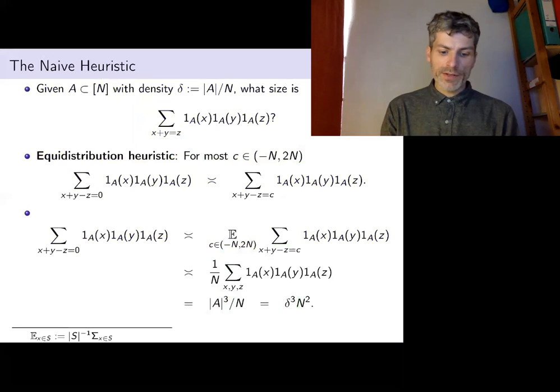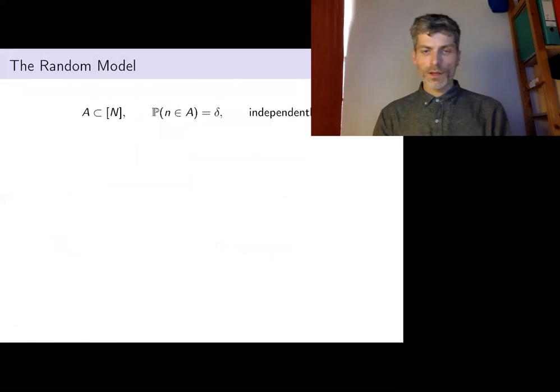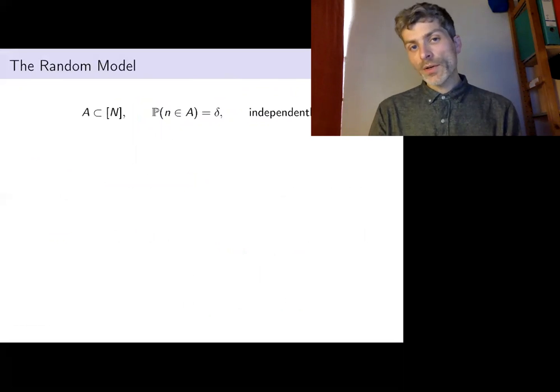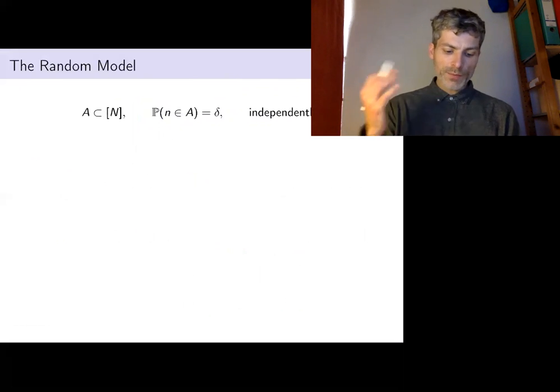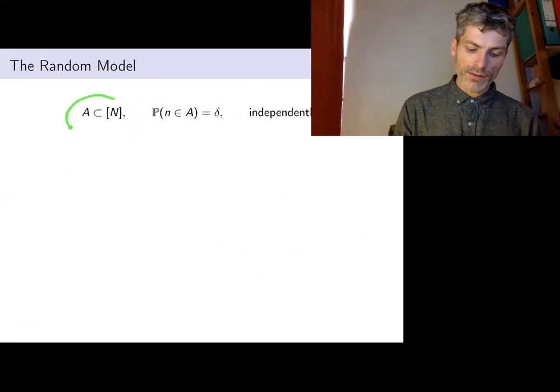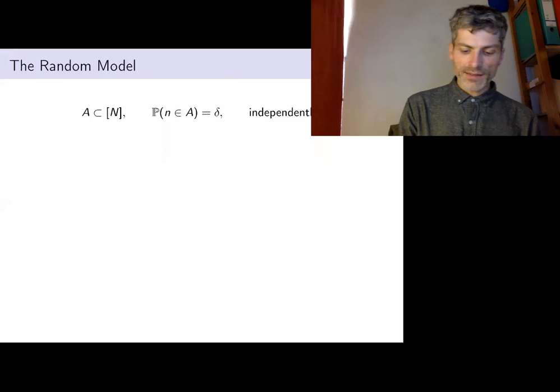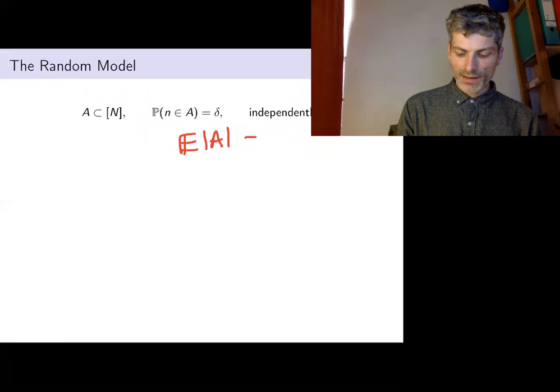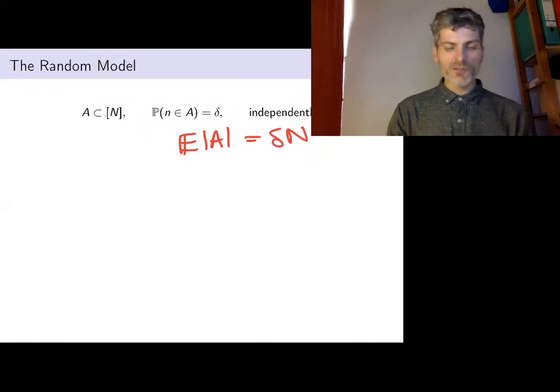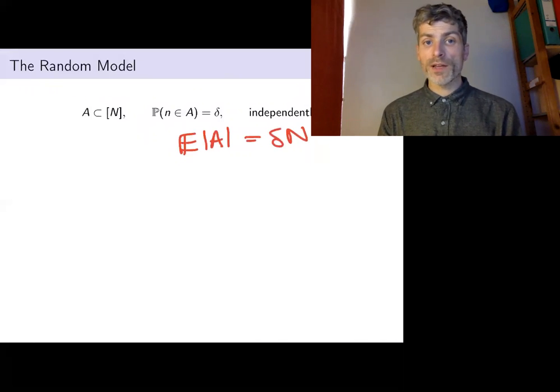How reasonable is that heuristic? It's a reasonable heuristic for a random set of integers. So here's my random model. I choose a subset of the interval 1 up to N by selecting elements independently with probability delta. The expected size of this set is then delta times N. So you could think of this as a model for a random set of density delta.